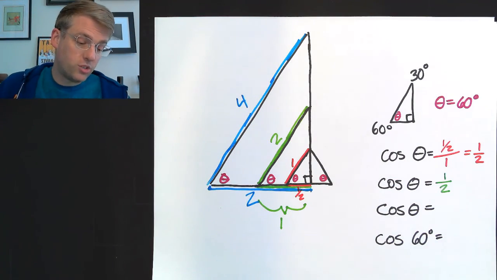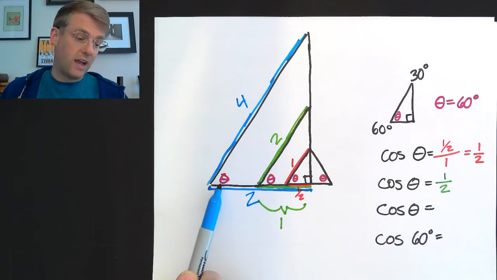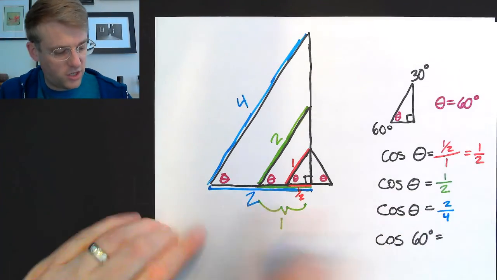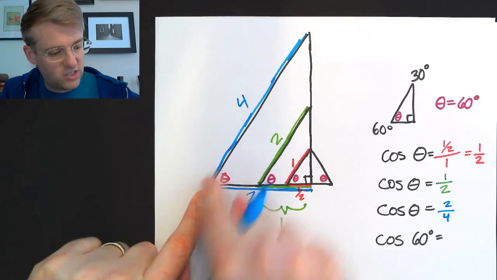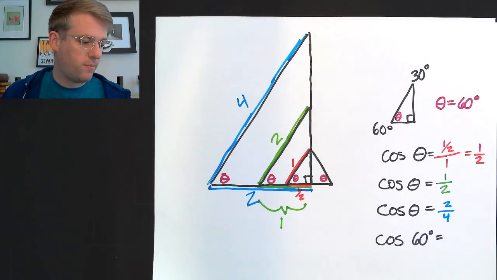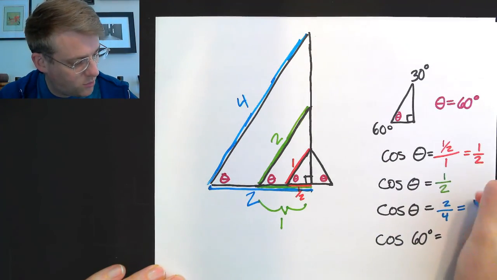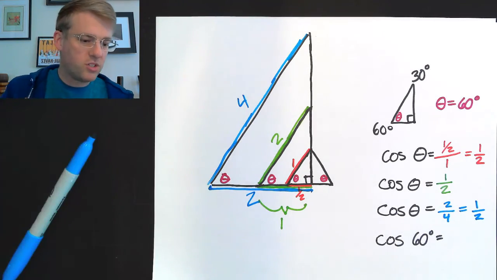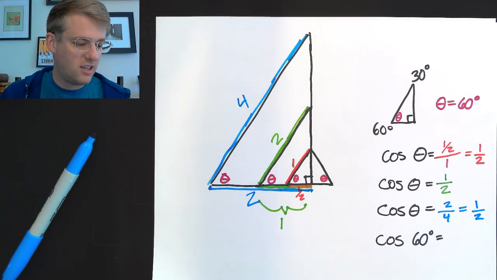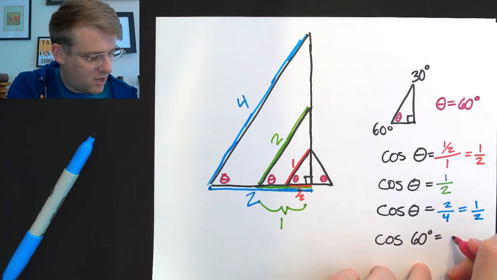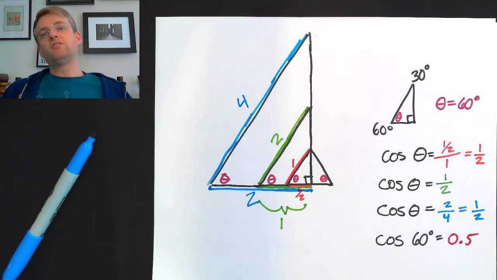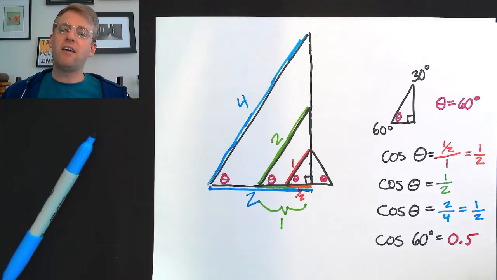So if we wrote the cosine for theta according to the blue triangle, we would have a ratio of 2 to 4, adjacent leg along the base and hypotenuse 4, which reduces, surprising hopefully no one, to 1/2. So the cosine of 60 degrees is always going to be 1/2, or if you go to a calculator and ask it the cosine of 60, it's going to tell you 0.5.